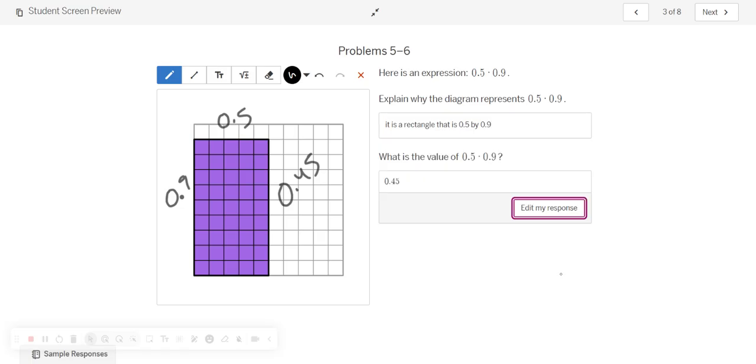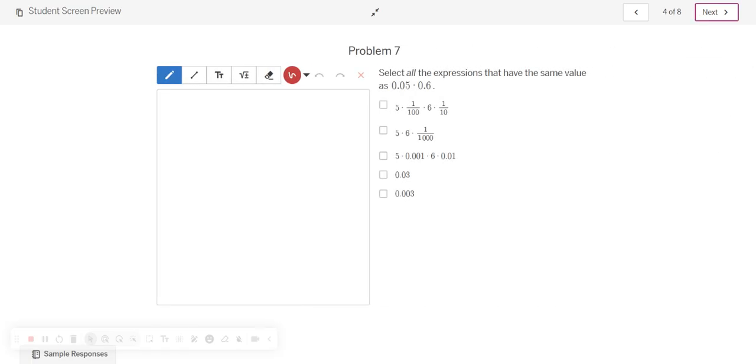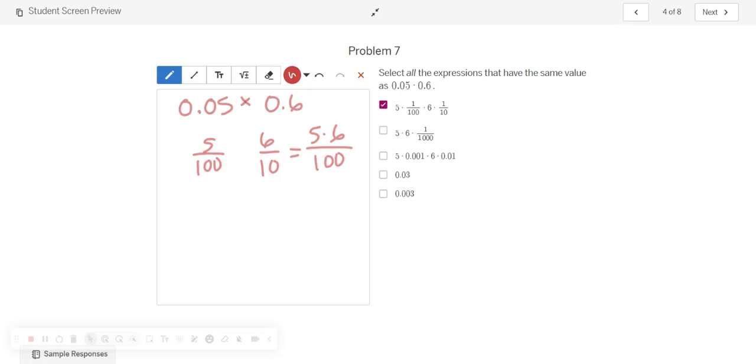Submit, maybe? Okay, there we go. And then I have 0 and 5 hundredths. Sorry, I've got 5 hundredths times 6/10. Which one does that equal? That is the same as this one. 10 times 100 is 1,000, so I've got 5 times 6 and then over 1,000. And that is that one. Not so much that one. 5 thousandths times 6 hundredths, that would be, no.